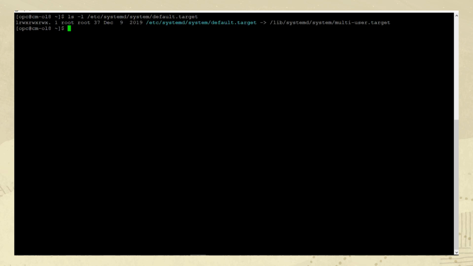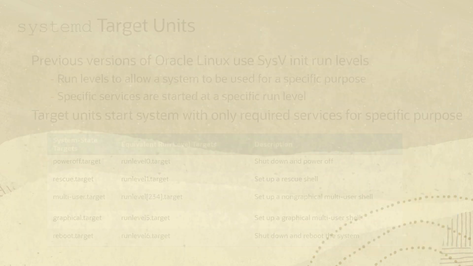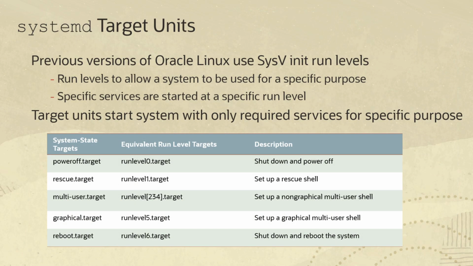I'm logged on to an Oracle Linux system. To determine what the default target to boot into is, I'll use the ls -l command to view the /etc/systemd/system/default.target file. Notice that this file is a symbolic link to the /lib/systemd/system/multi-user.target file. If I run the systemctl get-default command, the output confirms that the default target to boot into is multi-user.target.